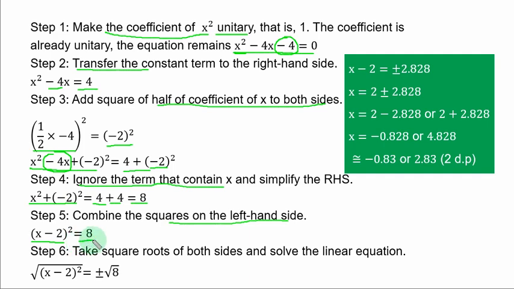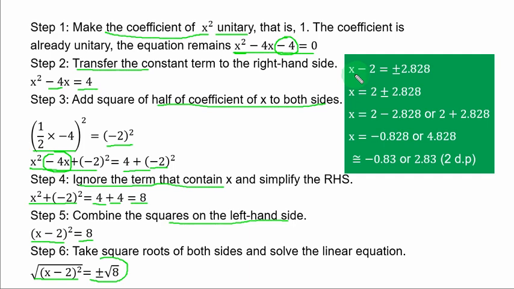Step 6, take square roots of both sides and solve the linear equation. You take the square root of the first side. You know, in a quadratic equation, we always have two roots. To achieve that by this method, anytime you are taking the square root of the right hand side, or the rational number, you always attach plus minus. So you have plus minus root 8. The left hand side, the square root will remove the square.